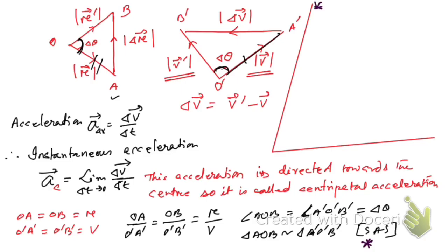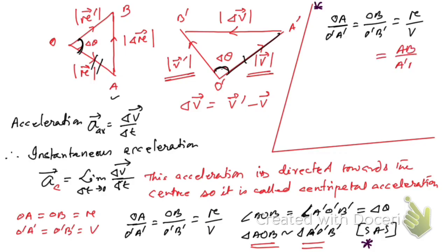Here you can see, since we have got that these two triangles are similar, we can say this about the ratios of the sides. Here we have got the ratios of two pairs of corresponding sides of the two triangles. As these two are similar, these two ratios are also equal to this ratio as well, that is AB by A dash B dash.